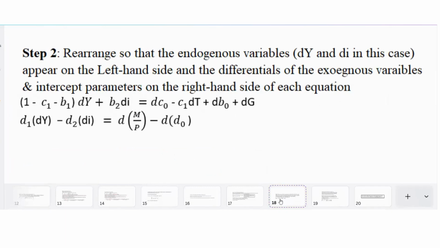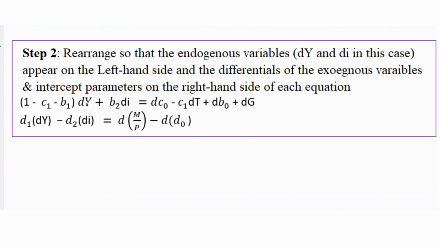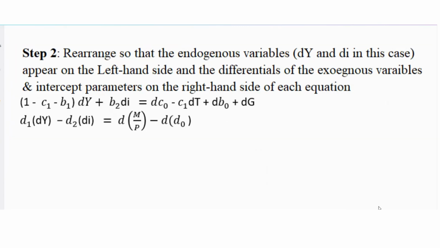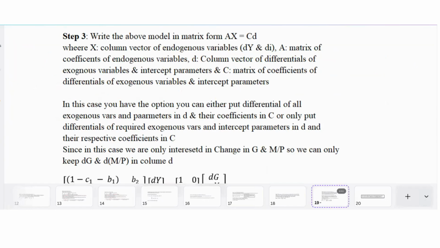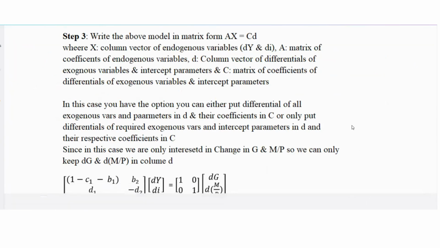And here we've rearranged it so that our endogenous variables dy and di are on the left-hand side of each equation. And the differentials of our exogenous variables, dt, dg and dm by p, and the differentials of our intercept parameters c naught, d naught, b naught appear on the right-hand side of each equation. Now the next step is we're going to write the model in matrix form.